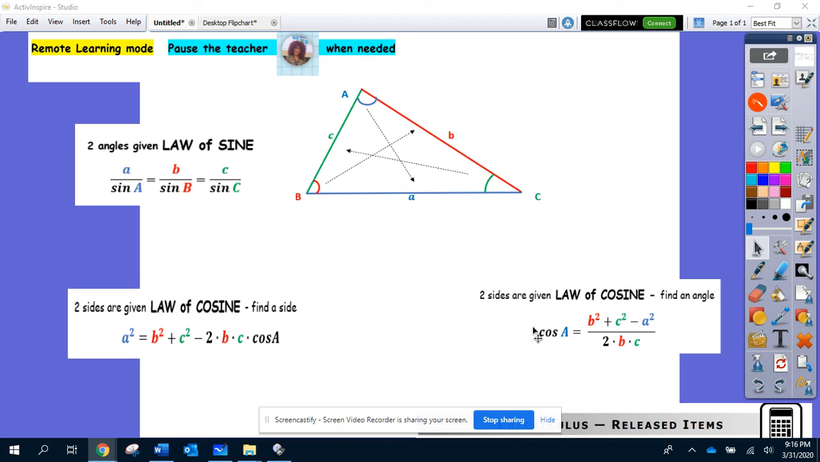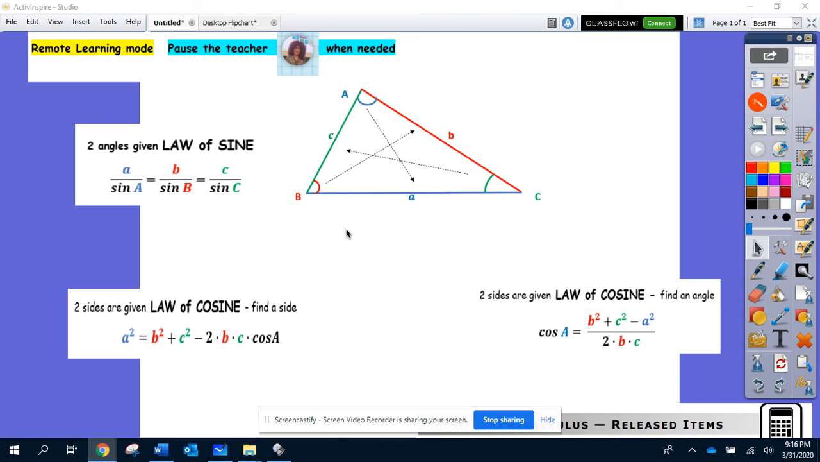And if you want to find an angle, then use the other form, which expresses the cosine of the angle A as a fraction. What is on the top? The sum of the squares of the sides that are adjacent to the angle A minus the square of the side that is opposite to the angle A, divided by 2 times the product of the sides that are adjacent to the angle A.